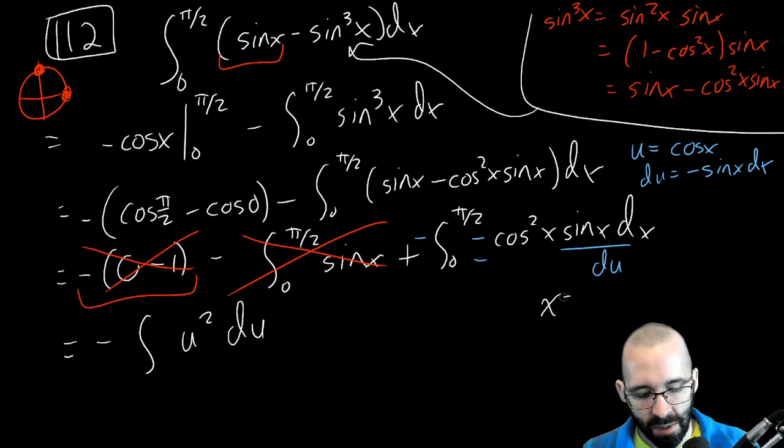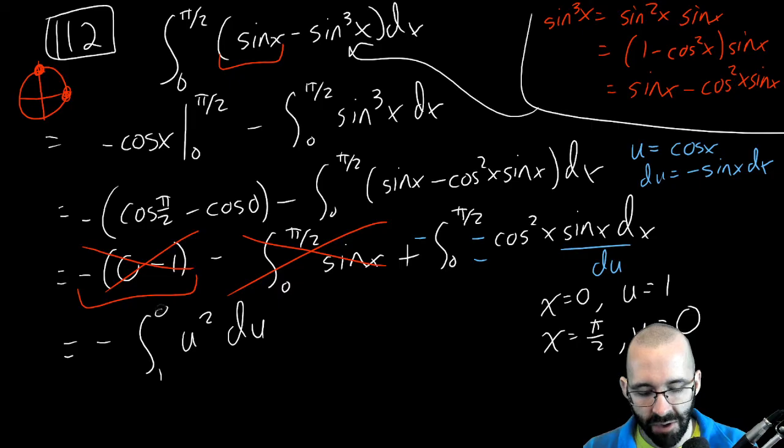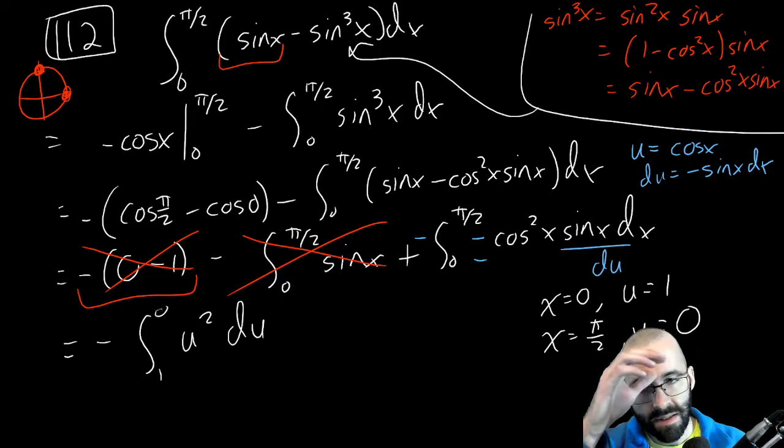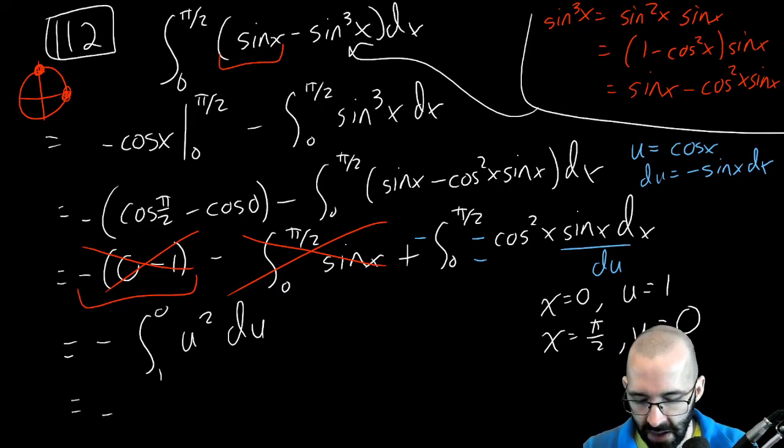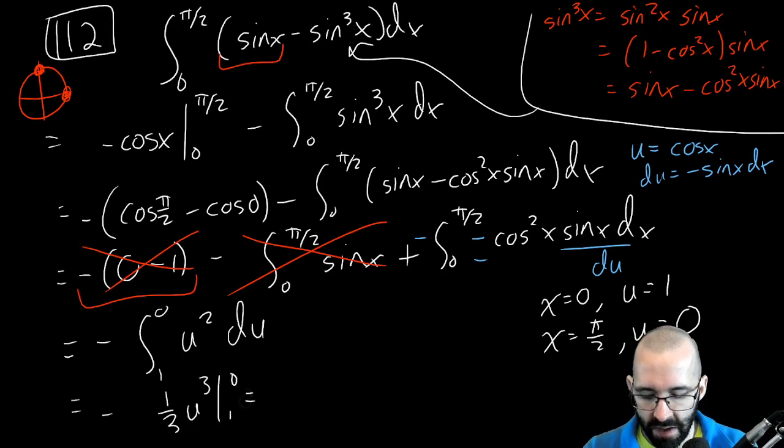And again, if x is equal to 0, what's u? Cosine of 0, which is 1. If x is pi over 2, what's u? Cosine of pi over 2, which is 0. So we're now integrating from 1 to 0. Negative 1/3 u cubed from 1 to 0. That's negative 1/3 times 0 cubed minus 1 cubed, which is just positive 1/3.